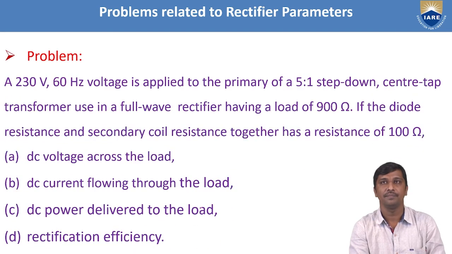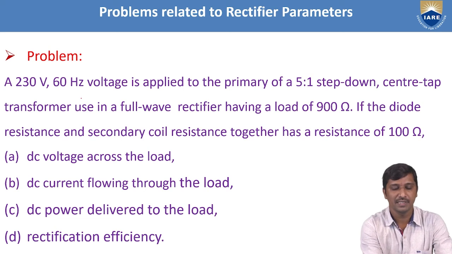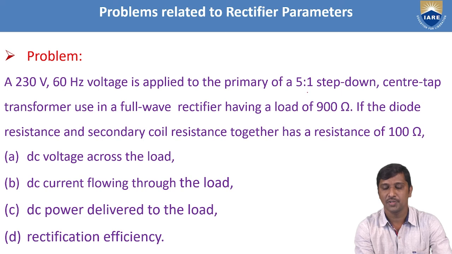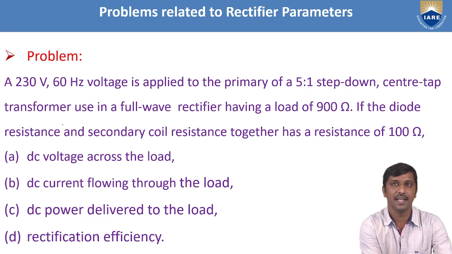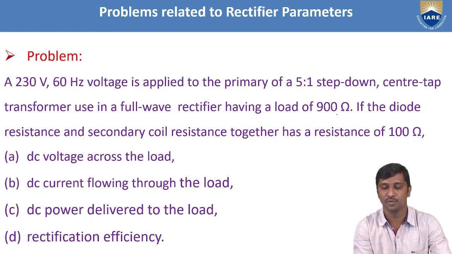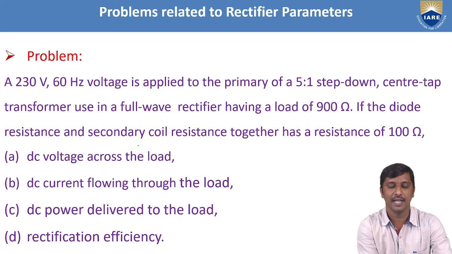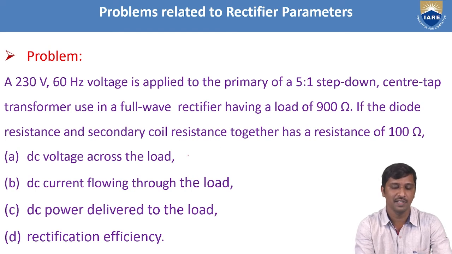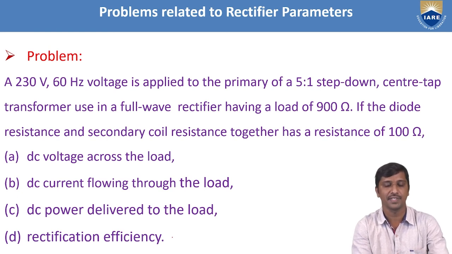Now we'll see another problem. A 230 volts 60 Hz voltage is applied to the primary of a 5:1 step down center tap transformer used in a full wave rectifier having a load of 900 ohms. The diode resistance and the secondary coil resistance together have a resistance of 100 ohms. Depending on these statements, we need to calculate the DC voltage across the load, the DC current flowing through the load, the DC power delivered to the load, and the rectification efficiency.